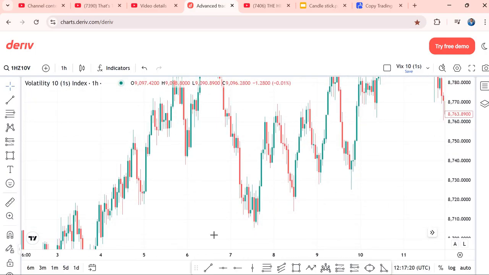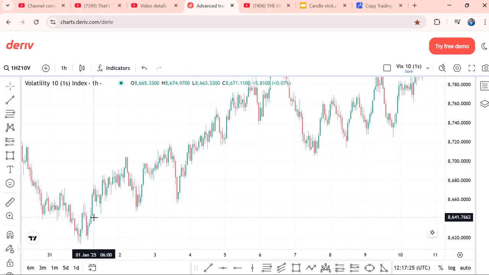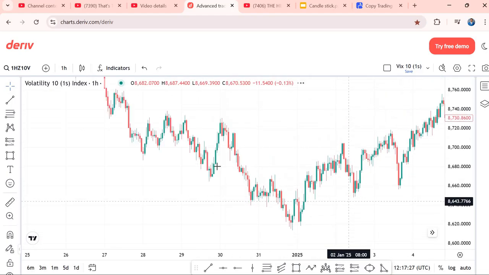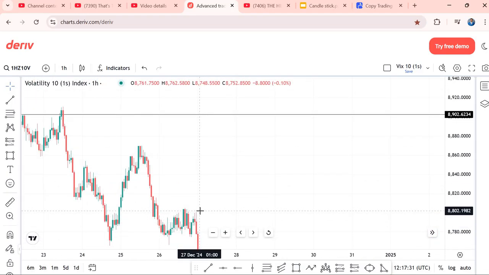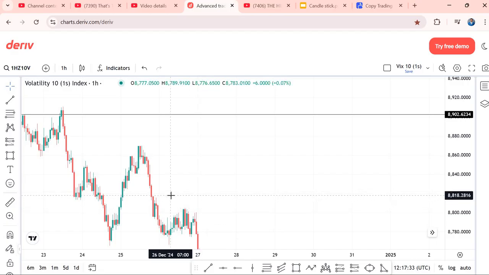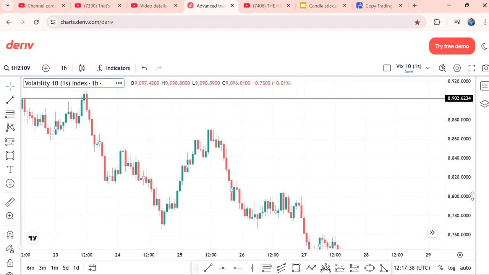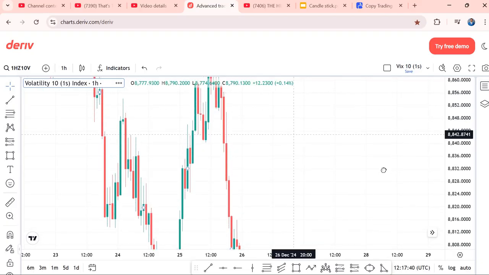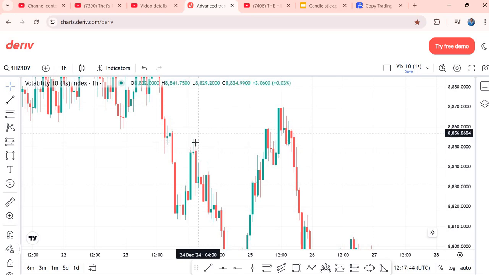Gravestone doji. Depending on the time frame you are using, you are going to find many of them. All right, guys, so let's look at this one. Let's look at these two examples. Look carefully at this one. This is a typical example of a gravestone doji. Okay, it has a long upper wick.